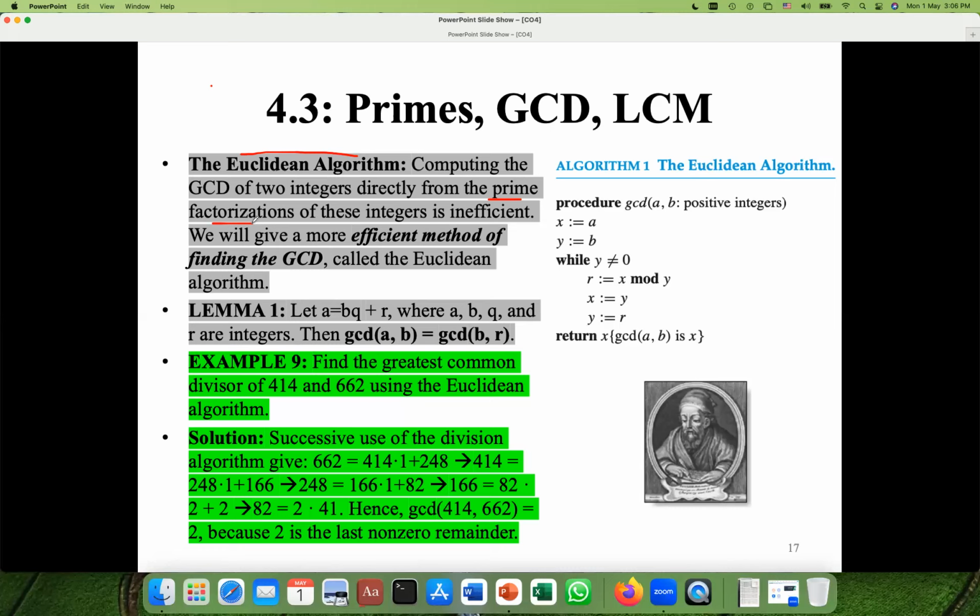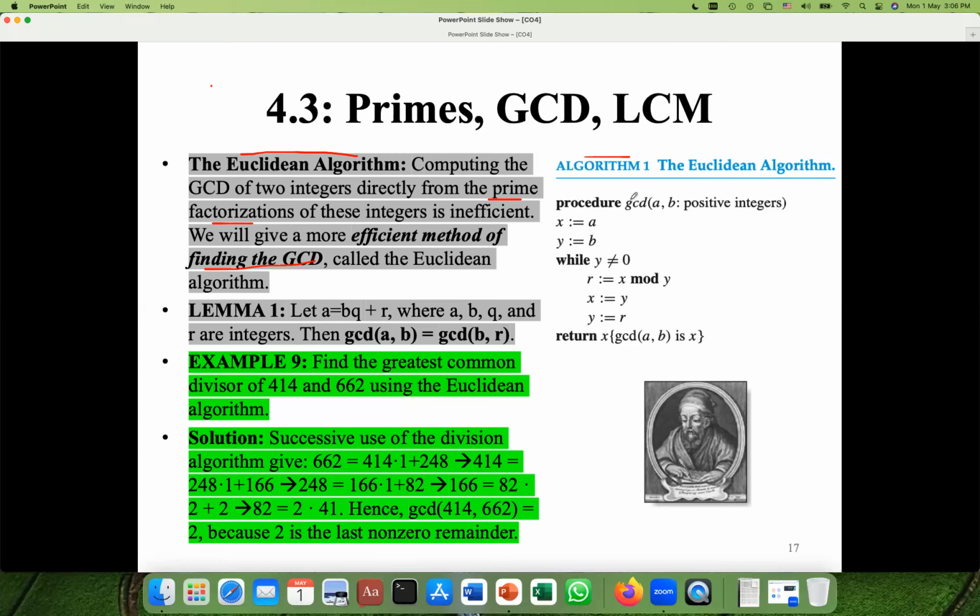But finding the GCD with this algorithm is a little bit better solution, it is an efficient solution. When there is the word efficient, it means it will take less time. It is a better solution to find the GCD with the Euclidean algorithm. So for example, here, this is algorithm 1, the Euclidean algorithm. The procedure is given there, which is quite simple.